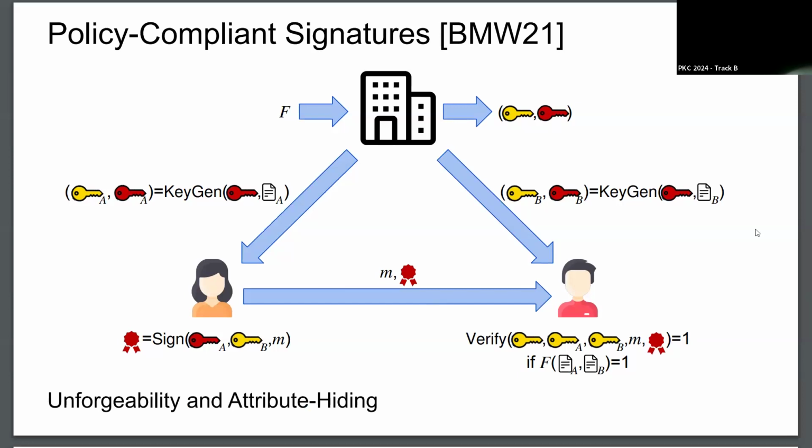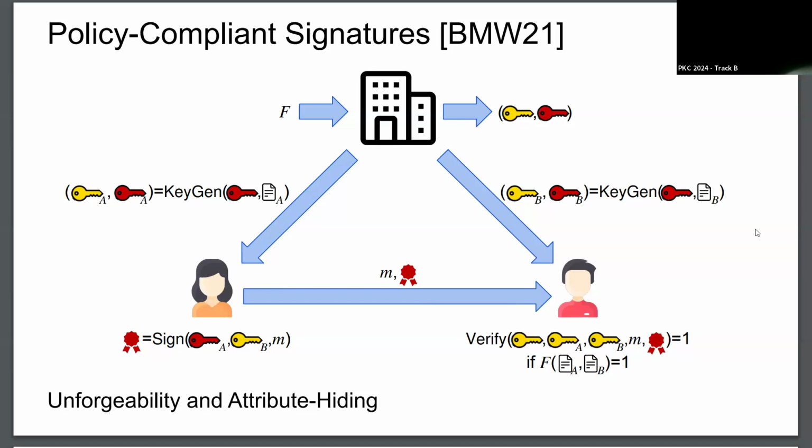This also leads us to the security notions that we want to have for this primitive. We first want to have unforgeability, meaning that, for example, no one can sign on behalf of Alice, or they shouldn't be able to sign if they don't fulfill the policy. We also want the attributes to be hidden. We really only want the signature to reveal this evaluation, but nothing beyond that about the attributes of the parties.